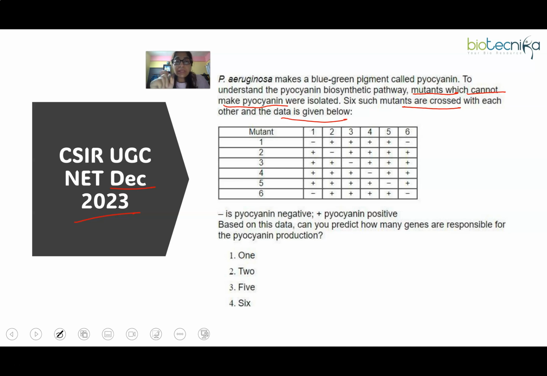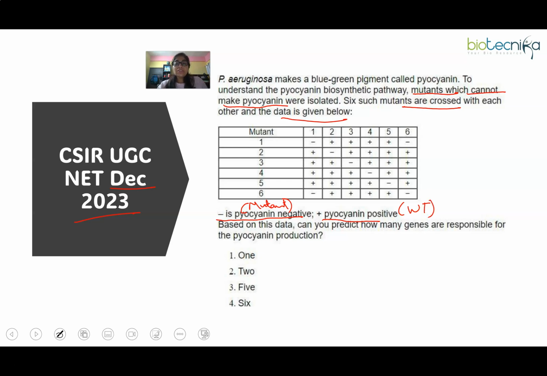This will be the clue that in the experiment you are crossing two mutants having similar phenotype and then checking the result. Now, minus means pyocyanine negative, which is a mutant phenotype. Pyocyanine positive is a wild type phenotype.